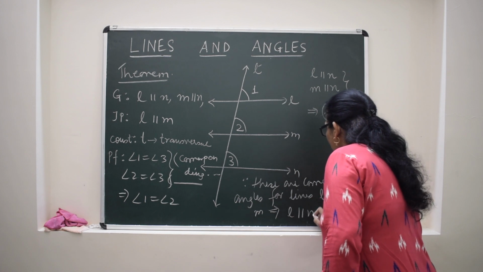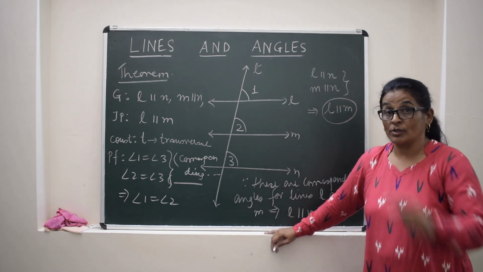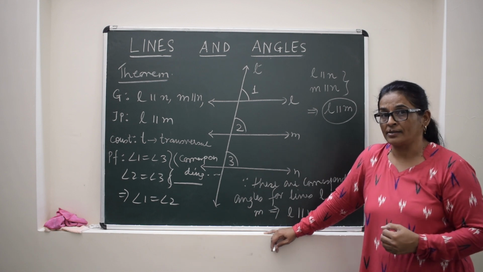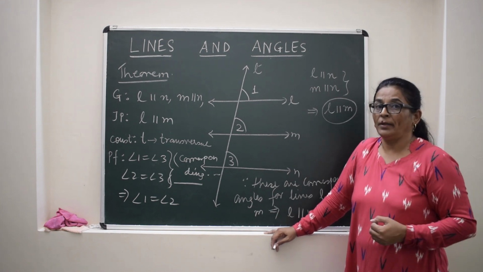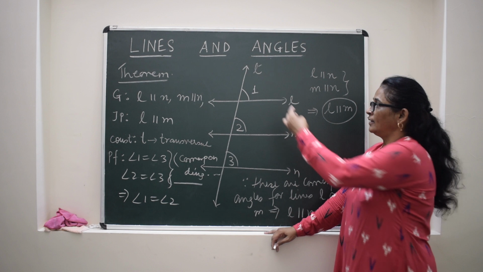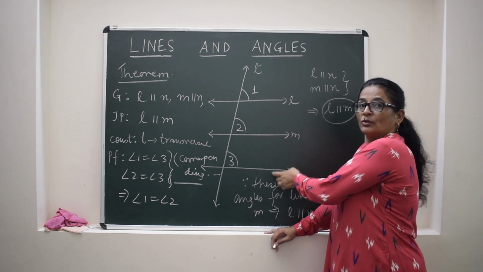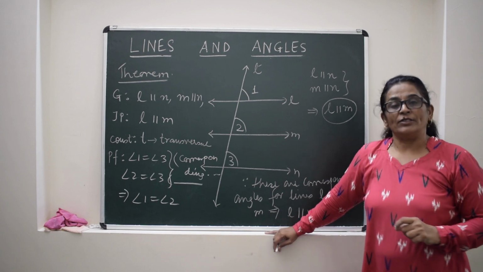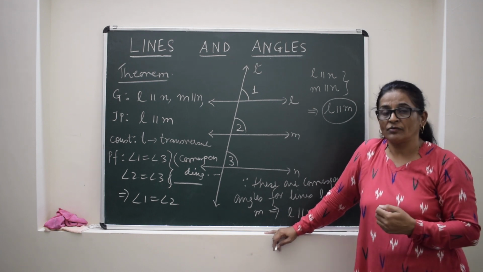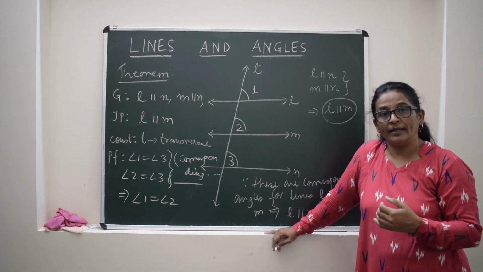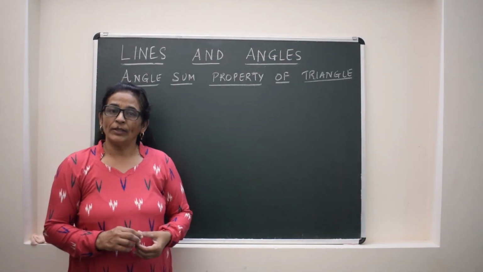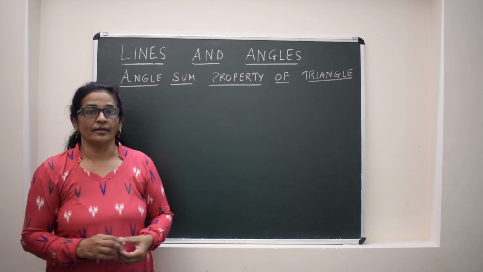Therefore, L is parallel to M because corresponding angles we have proved equal, and when corresponding angles are equal, the lines should be parallel. So what we have seen, the two lines which are parallel to the same line will be parallel to each other. So these are the theorems for the parallel lines and the angles formed for all these. Now we'll do theorems based on triangle.